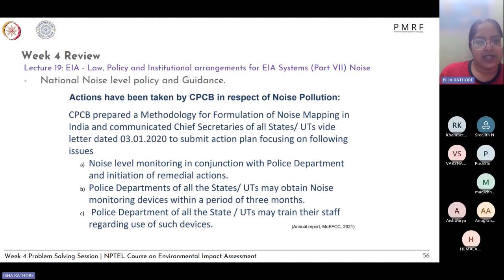In terms of actions that can be taken by the Central Pollution Control Board in respect of noise pollution, the CPCB has to prepare a methodology for formulation of noise mapping in India, and it has to submit its action plan focusing on the following issues. Noise level monitoring with the help of the police department and initiation of remedial actions. It also has to obtain noise monitoring devices and install them at several locations, and train their staff regarding the use of such devices. This was a letter dated 2020 to submit an action plan, and the CPCB did submit an action plan on all of these noise-related actions which can be taken.